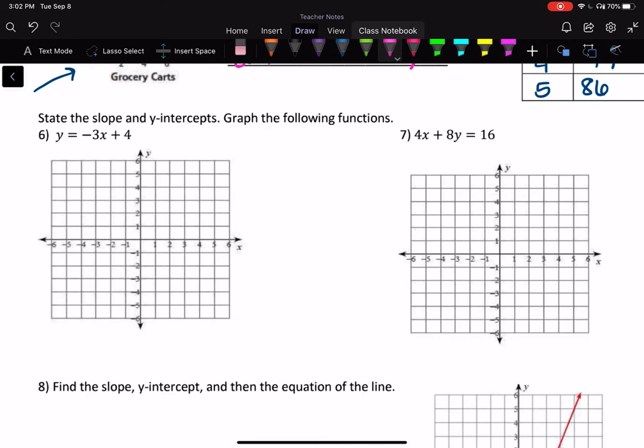Slope and y-intercepts: graph the following functions. Remember, for these problems, for you to be able to graph them, it has to be in slope-intercept form, also known as the form that is solved for y. This form gives us my slope, which is -3, and my y-intercept, which is 4. So I start at 4, I go down 3 over 1, down 3 over 1, down 3 over 1. And when I connect it, I get this nice straight line.